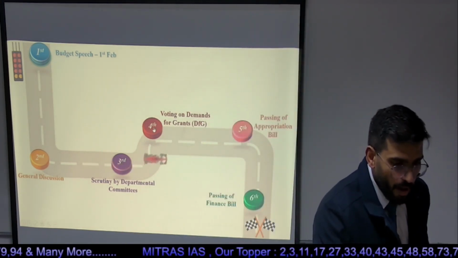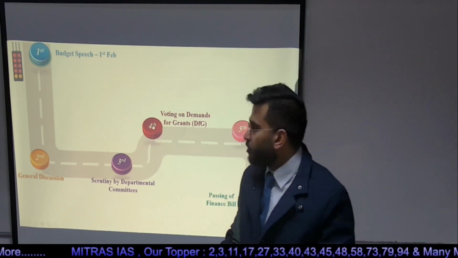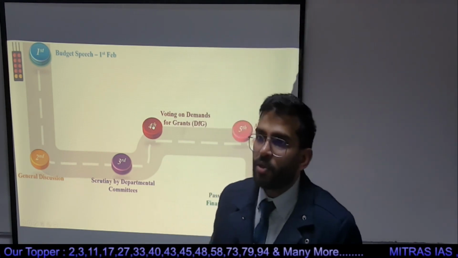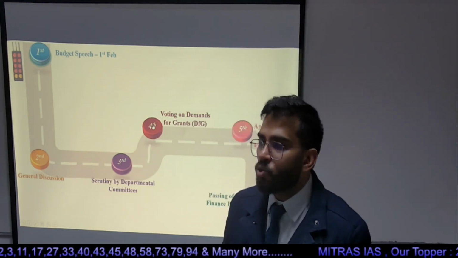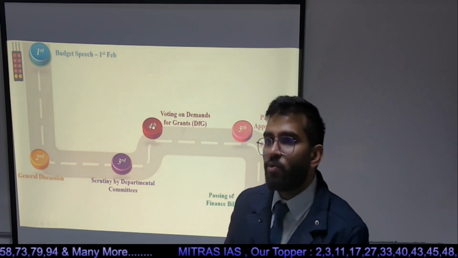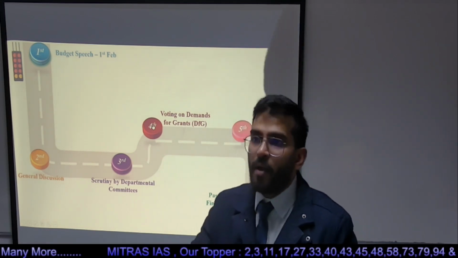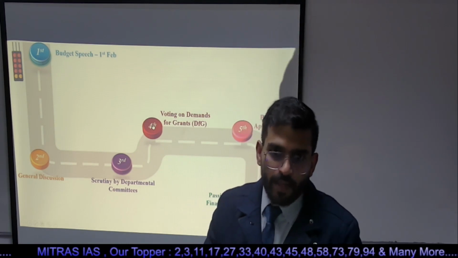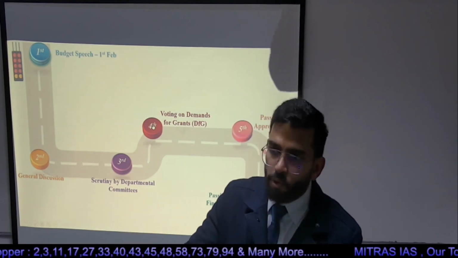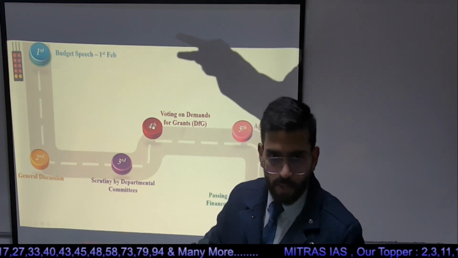And then comes the interesting part. If you see the Constitution of India, there is no word called budget there. Article 112 says annual financial statement, and there is no bill called the budget bill. Instead, there are two bills that are presented in Parliament. One is called the appropriation bill and the other is called the finance bill.